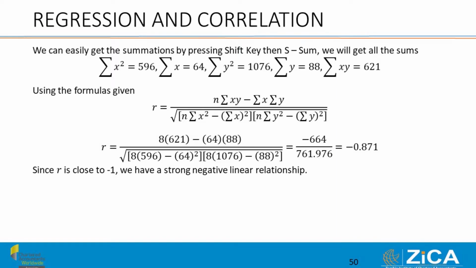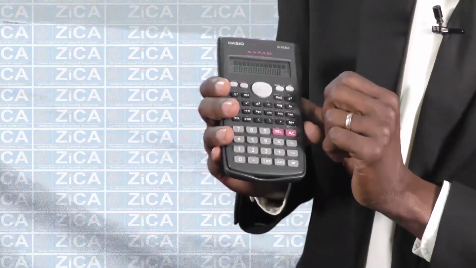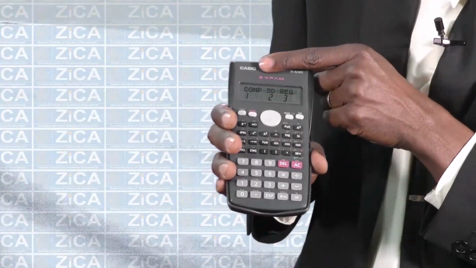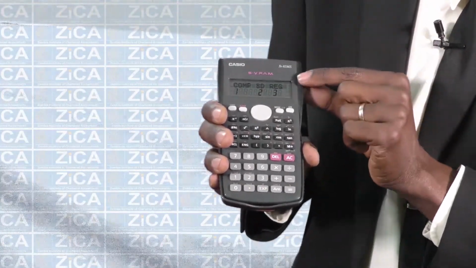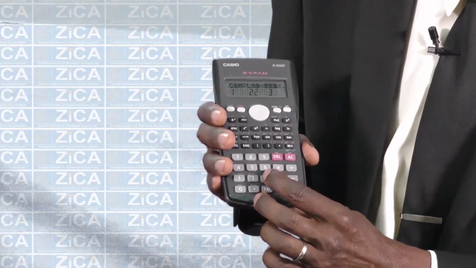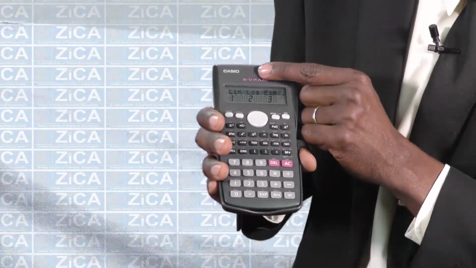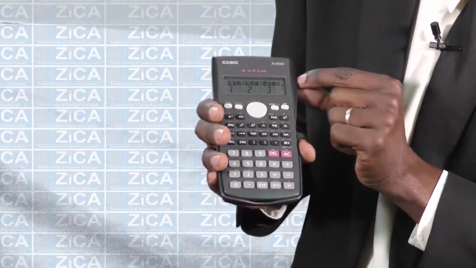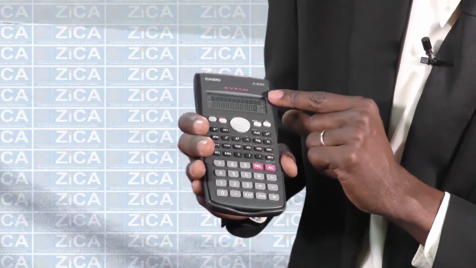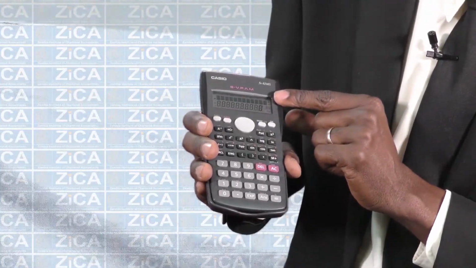Now, you go to the calculator, this simple Casio calculator, which is the FX82MS. Press mode. It will give you COMP 1, STAT 2. Then you are going to have REG 3. Press 3. It will take you to Lin 1, Log 2, Exp 3. So press 1. It will take you into regression.